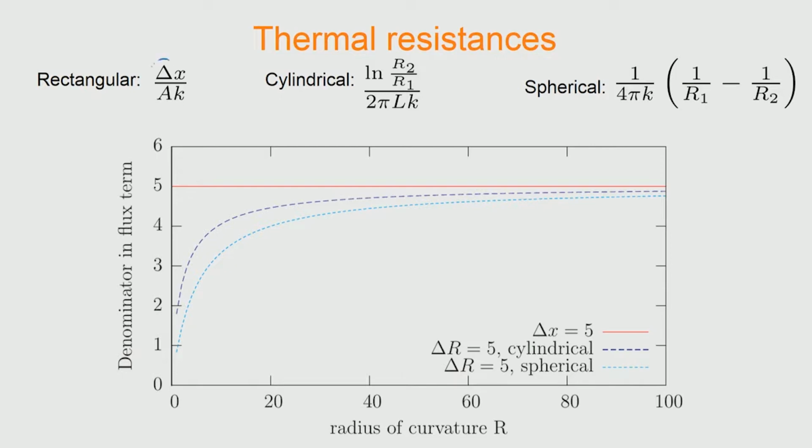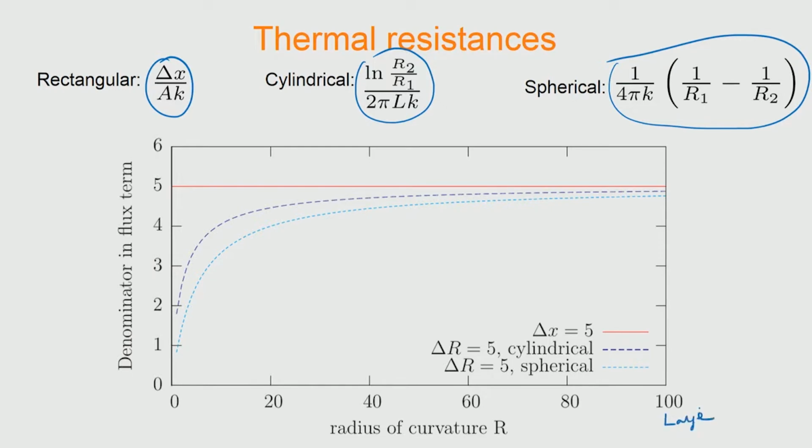In the case of the rectangular system, we got the thermal resistance as delta x by A k. In the case of cylindrical, we got it as ln r2 by r1 divided by 2 pi L k, and in the case of the spherical system, we see it as 1 by 4 pi k into the difference of the inverses of the radii. Now, it implies that at large radii, all three expressions should give you the same value as the rectangular case, so all three curves for these three functions will merge at very large radius. But as you come towards small radii, you start to see a divergence between these values.